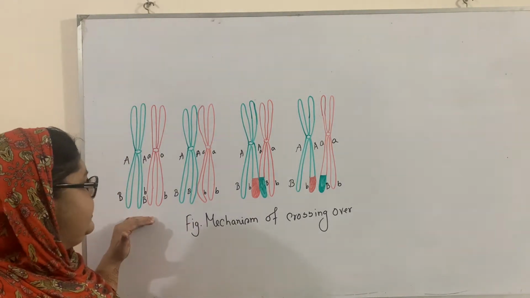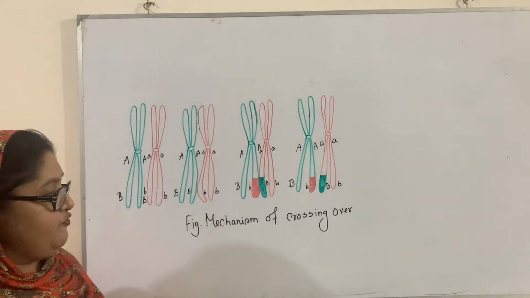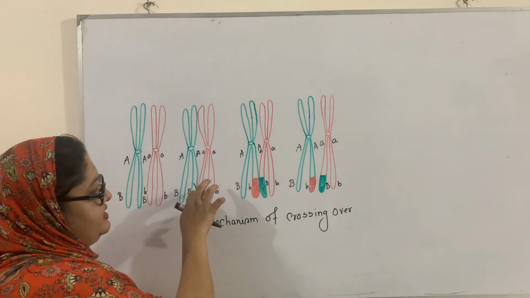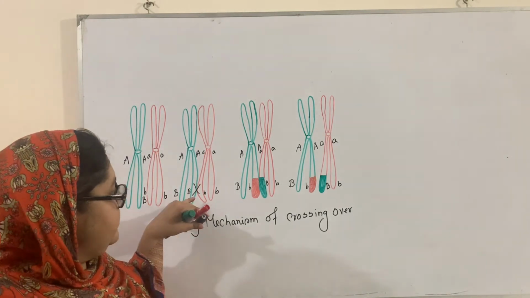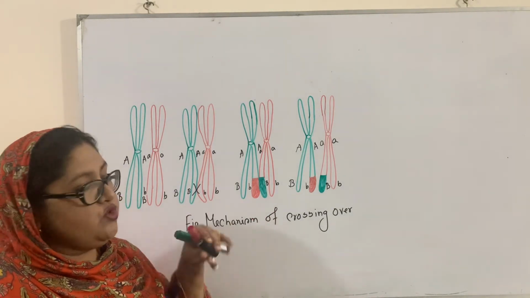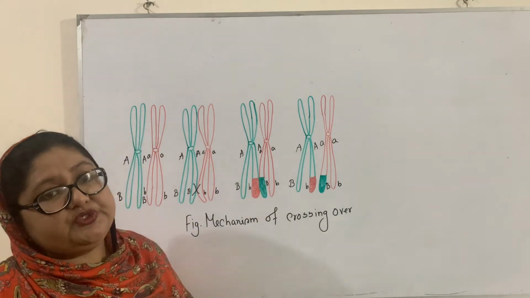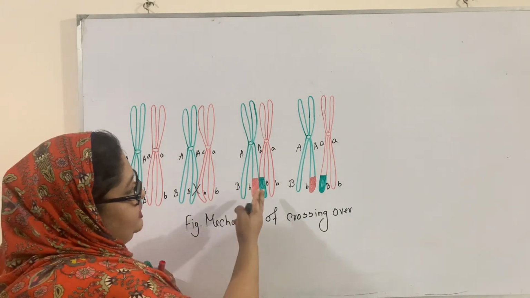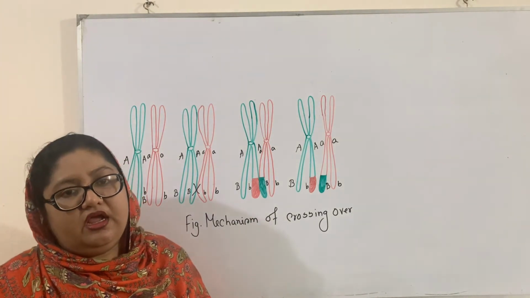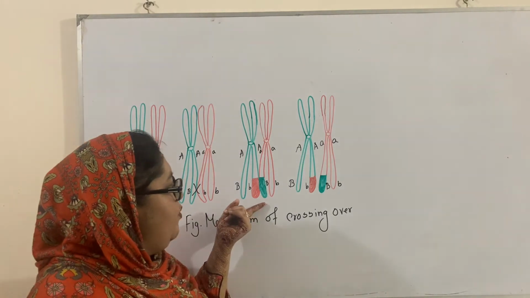At the end of this pachytene stage, between these non-sister chromatids, they form an X-like structure. We can see this X-like structure. This is known as chiasma. And at the point of chiasma, the two non-sister chromatids form a loop. And at the point of chiasma, between two non-sister chromatids, they exchange their parts due to continuous or extreme dispersion or repulsion force.